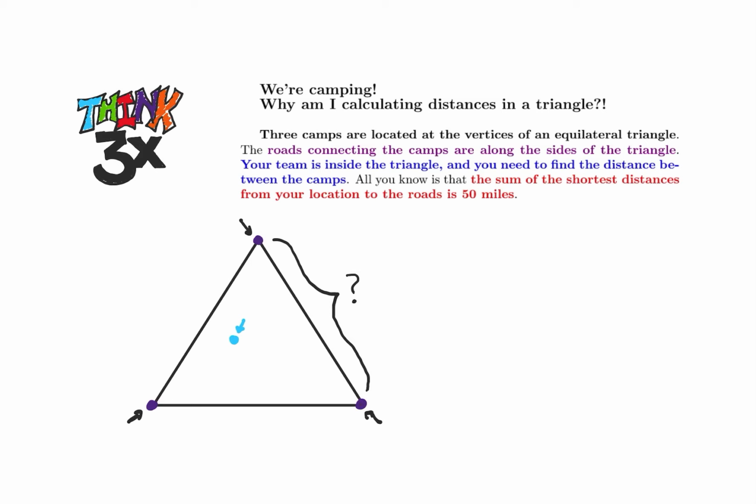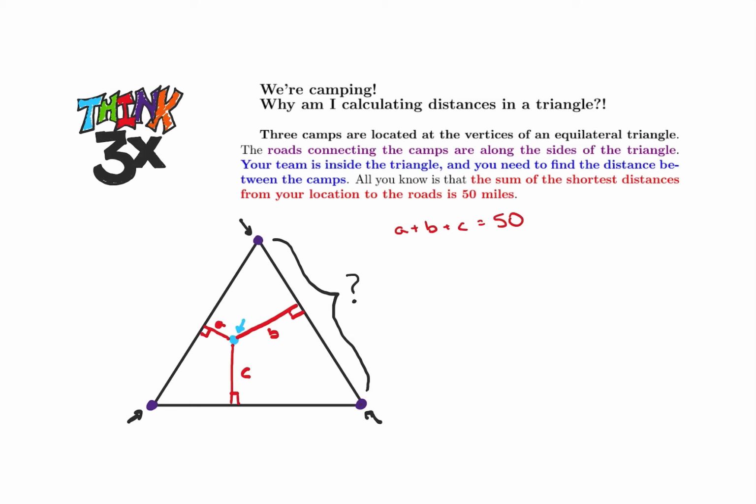The sum of the shortest distances from our location to the roads is 50 miles. That means this length, the shortest distance, which is perpendicular to that side, plus this length, plus this length. If I label those A, B, and C, it turns out that A plus B plus C is equal to 50. Okay, so that's what's given to me.